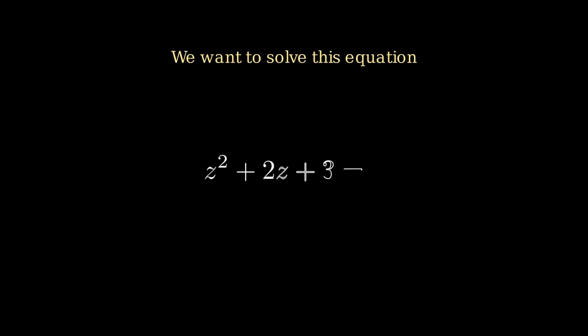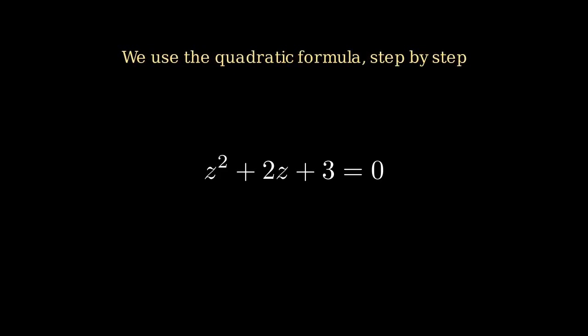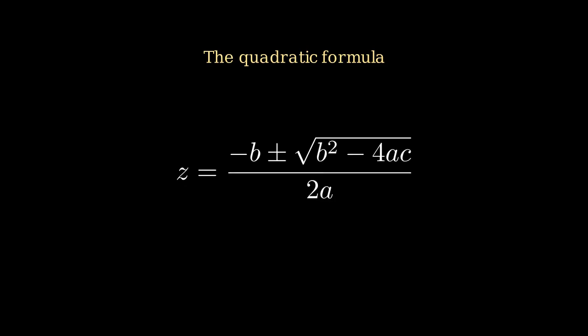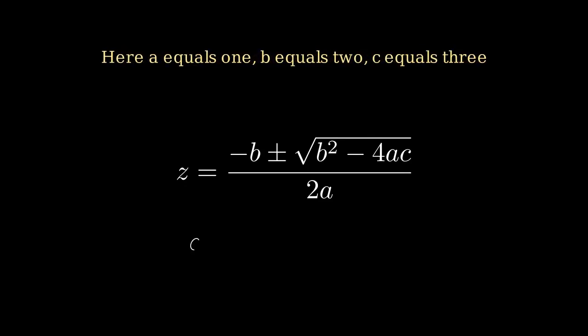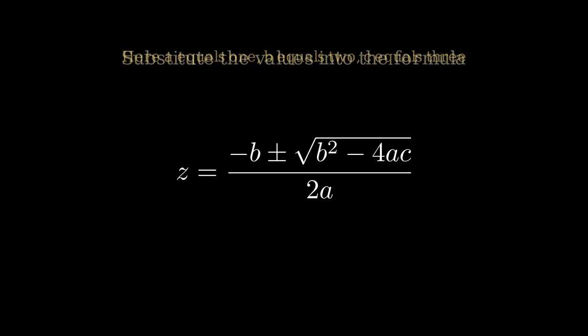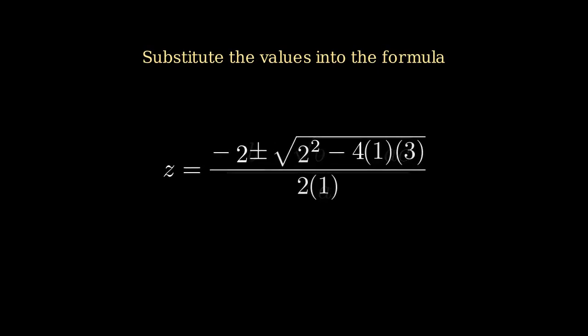We want to solve z squared plus 2z plus 3 equals 0. We will use the quadratic formula, one step per line. In words, the quadratic formula says z equals -b plus or minus the square root of b squared minus 4ac, all divided by 2a. For our equation a equals 1, b equals 2, and c equals 3. Substituting these values in, z equals -2 plus or minus the square root of 2 squared minus 4 times 1 times 3, all divided by 2 times 1.